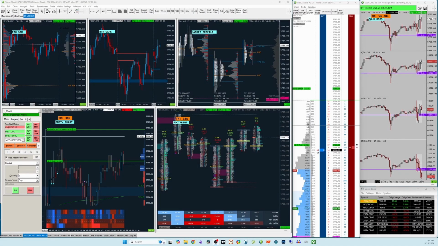That's my layout for one of the screens that I have, which allows me to see pretty much everything that I need to look at. If I had to just trade from one screen, this is exactly the layout that I would absolutely love to have. If you have any questions on how to set up this layout, be sure to leave a comment below.